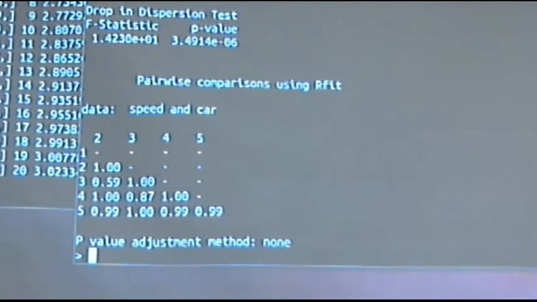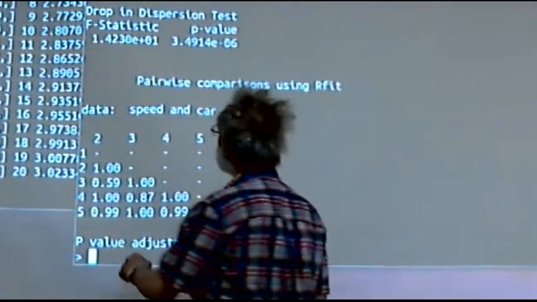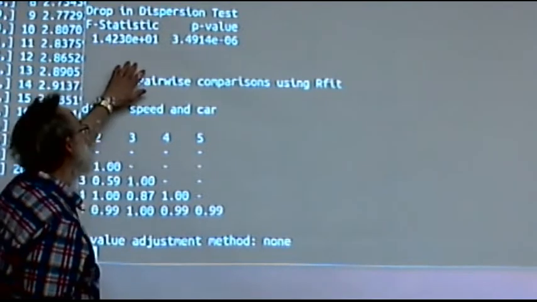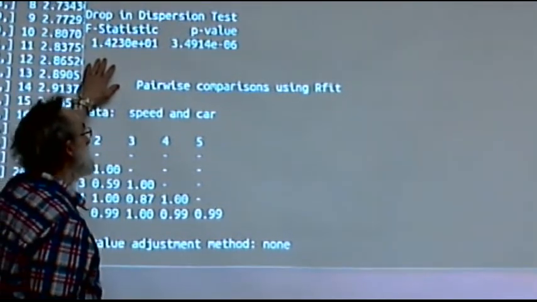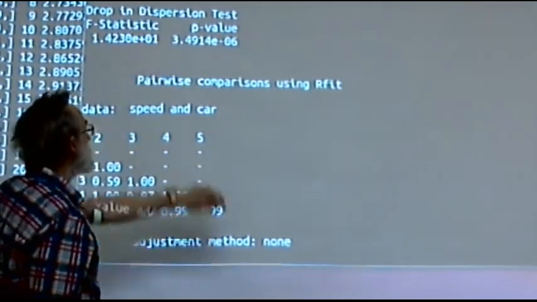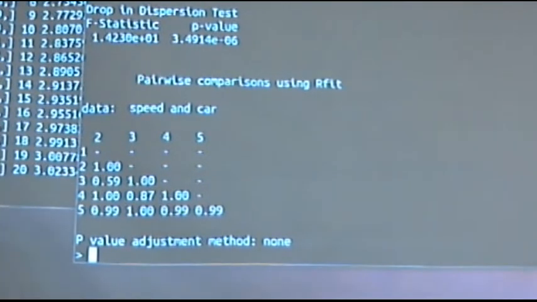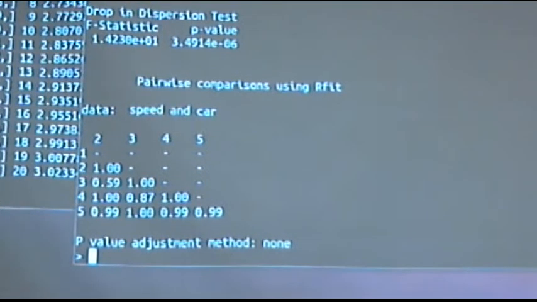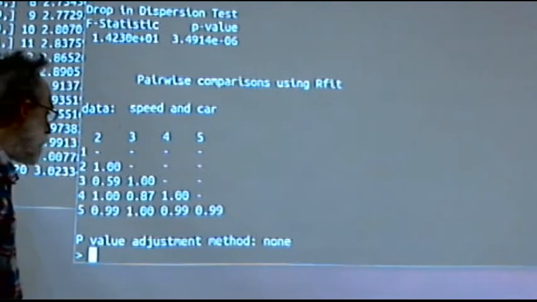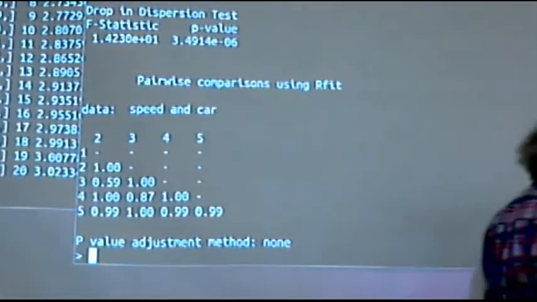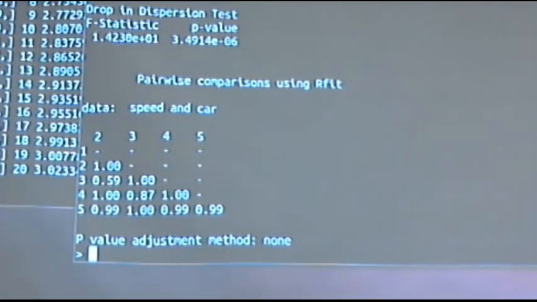There's a schematic on there, but there's the F statistic, it's 14. All right, and the p-value is 0 to many places. So it's highly significant, just like the Kruskal-Wallis test, okay? So we're convinced there's a difference, that's for sure.